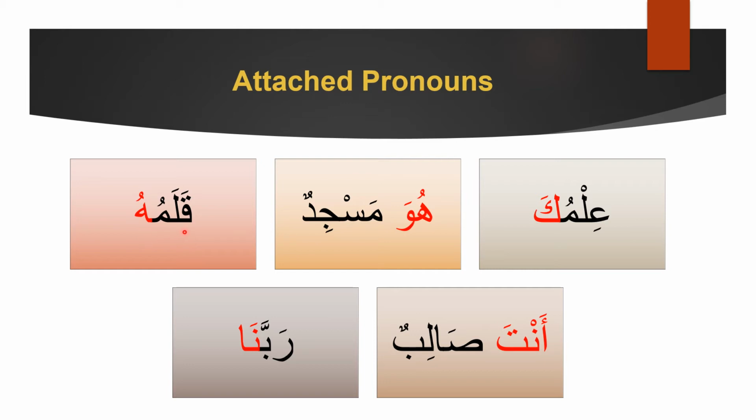So when I translate this, qalamuhu, it becomes "his pen". Now if I translate "his pen" over here, what do I notice? There are two different words, but they are merged into one word. That's what attached pronouns are. Attached pronouns are pronouns that are literally attached to the word, and these pronouns are not independent.